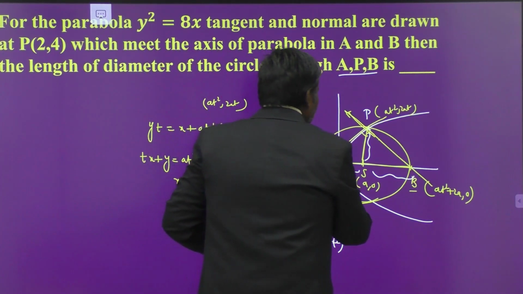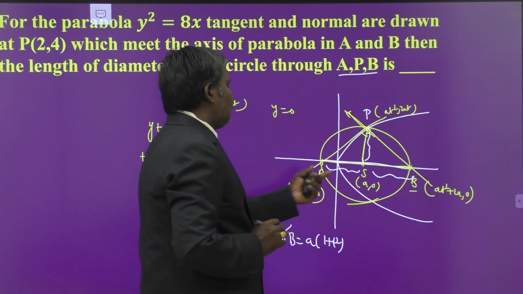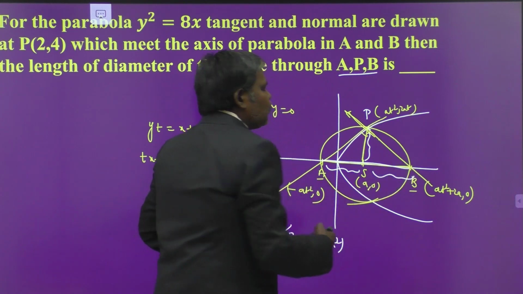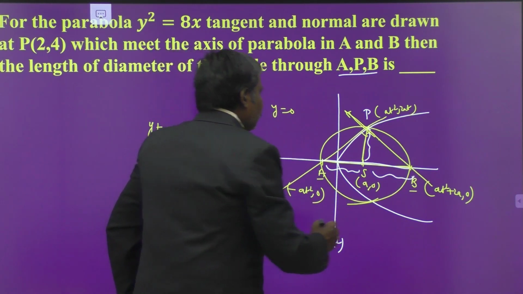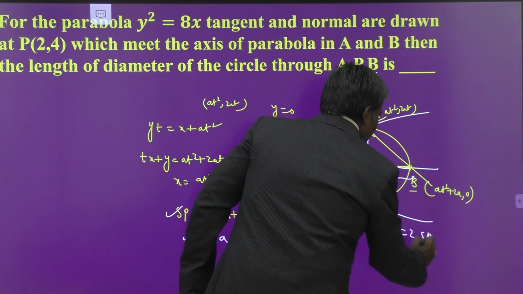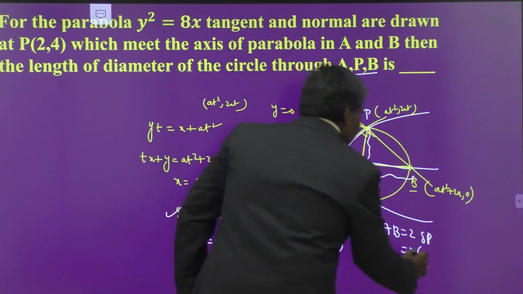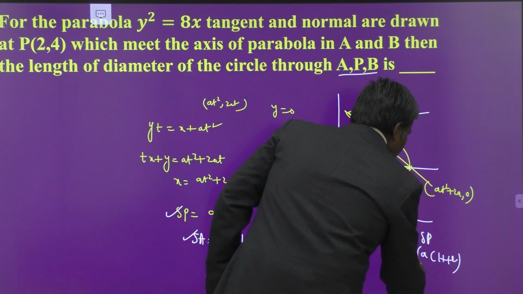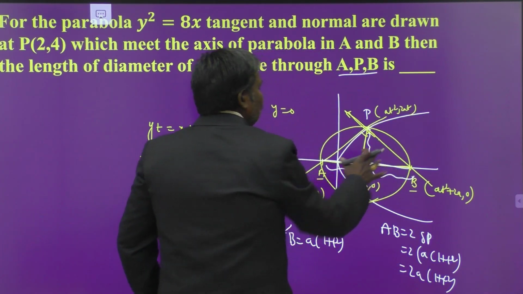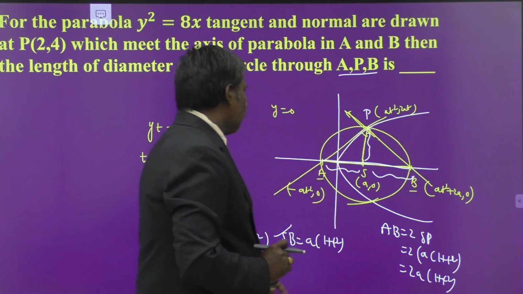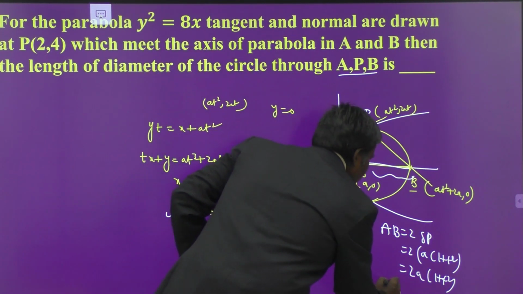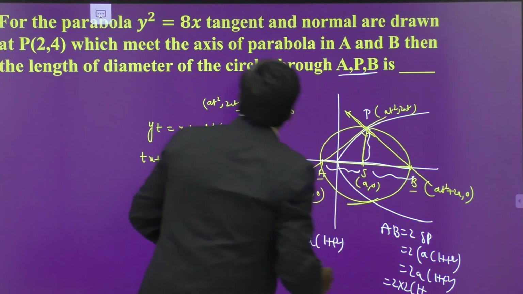The required length is what? AB. You have to find out the value of AB. This is nothing but 2 times of SP, or not? SP, SA and SB are the radii of the circle. Therefore, your AB is nothing but 2 times of SP. That is nothing but 2 times of a into 1 + t², that is 2a times of 1 + t². Or you may directly find out the distance from here to here itself. No problem. But we are giving the result to you. 2a times of 1 + t². What is a from that equation? y² = 8x, so a is 2. That is 2 into 1 + t².